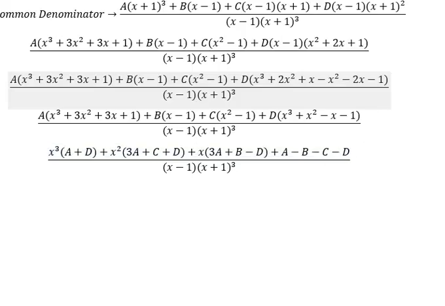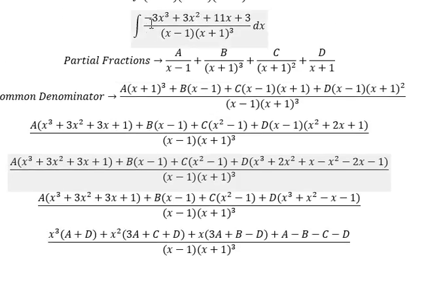Now, if we look carefully at the coefficients, we have negative number 3. That means A plus D equals negative number 3. This one equals number 3. This one equals number 11. And A minus B minus C minus D equals number 3. And now we create the system of equations.